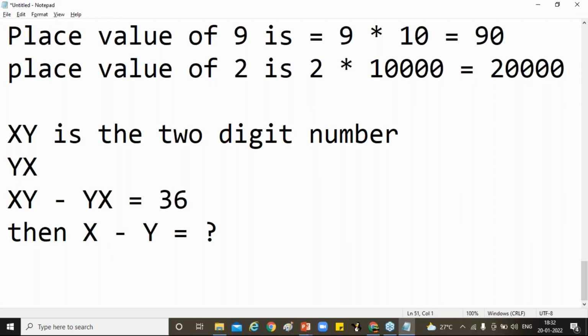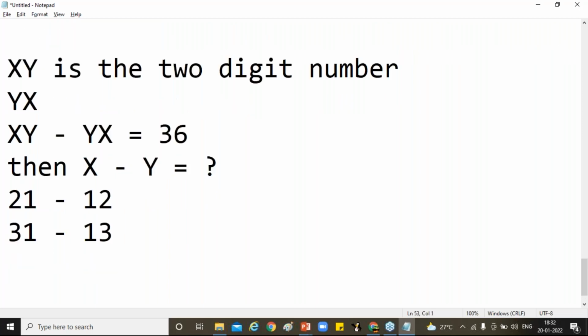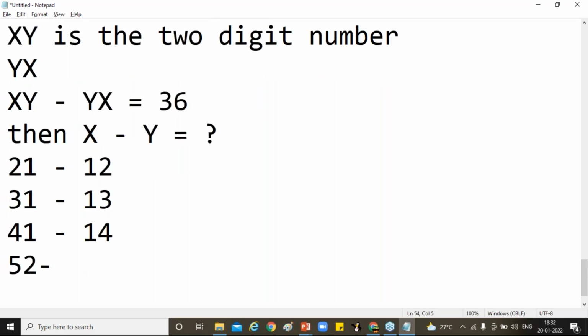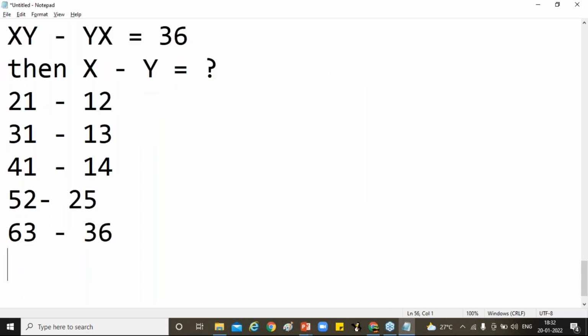So for that, we don't want to implement any concept. Understand? There are different ways. For example, 21 is the original number, a 2-digit number. Reversing the digits of the number gives 12. Then 31 minus 13, 41 minus 14, 52 minus 25, 63 minus 36, 98 minus 89. All these numbers are of the form xy minus yx.